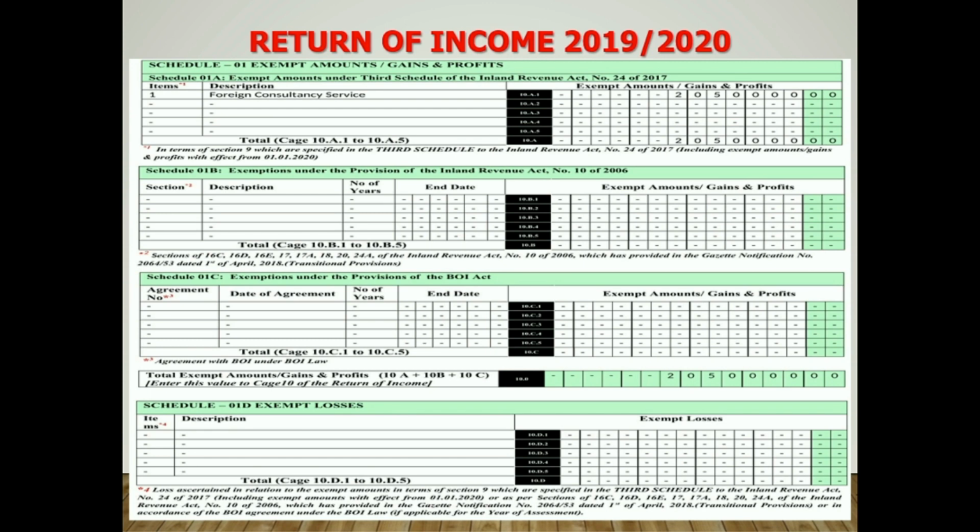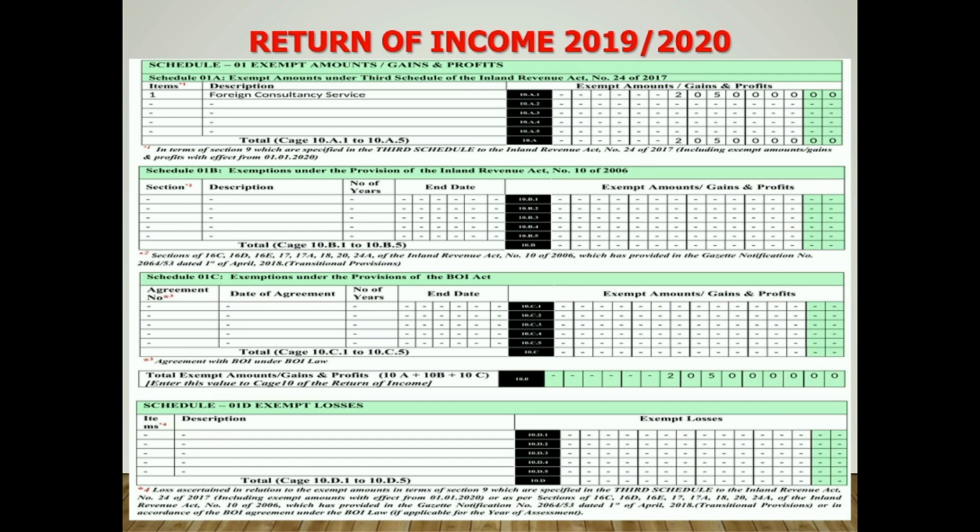If there's any exemption you claim under the new proposals, that amount should also be declared in this schedule. In my example, I have exempted gains from foreign services, and that amount I have filled under subschedule 1A. You can see it.